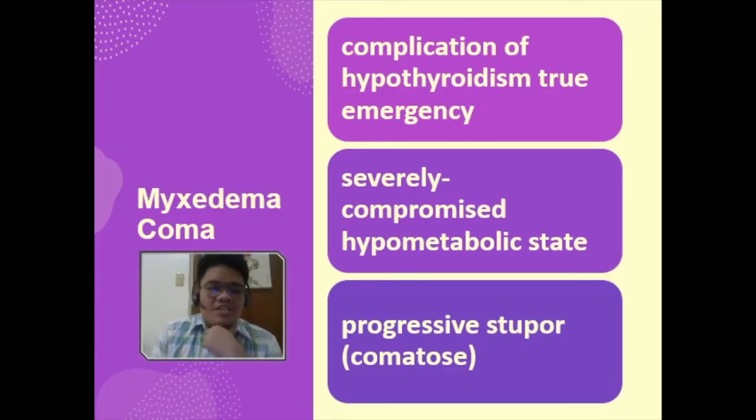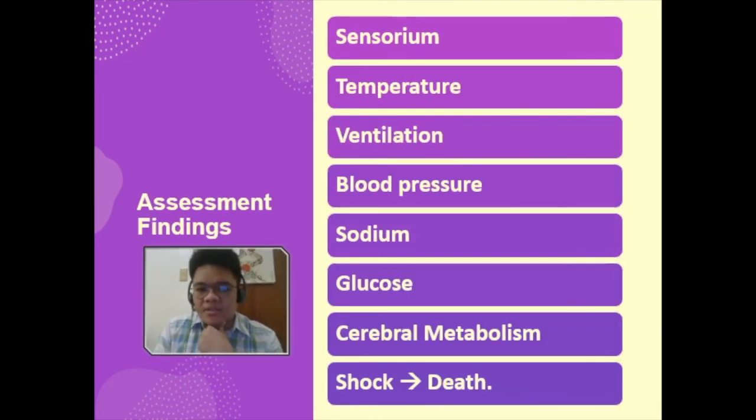Then, so class, we have your myxedema still. So it's considered to be a true emergency. It's a severely compromised hypometabolic state. And then class, you would observe the patient to be in progression from stupor going towards coma. So the patient has a tendency to become lethargic, obtunded, stuporous, and then later on comatose. Okay, so neurologic signs and symptoms are really prominent. Look at the assessment findings.